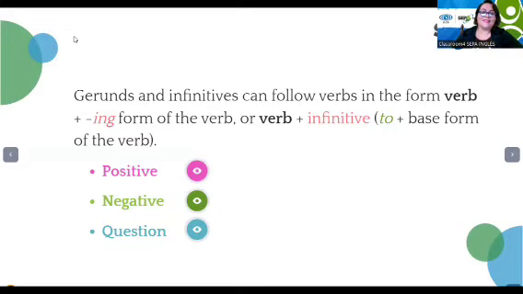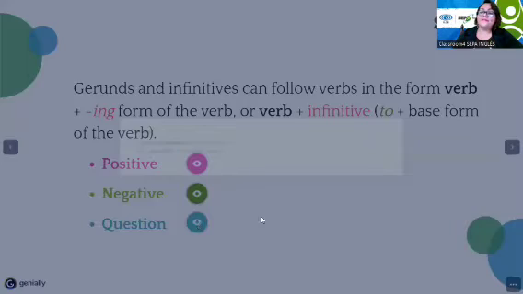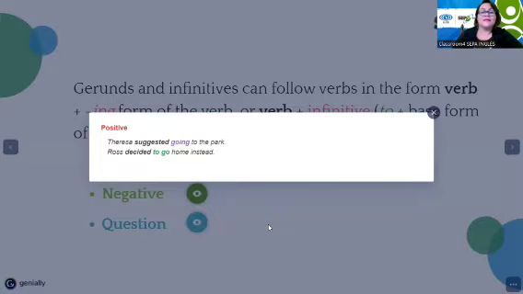Okay, let's see. Gerunds and infinitives can follow verbs in the form verb plus ing, or the verb plus infinitive, to plus the base form of the verb. Positive, negative, and question. In the case of positive, Teresa suggested going to the park. Ross decided to go home instead.